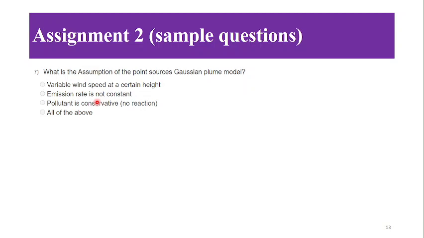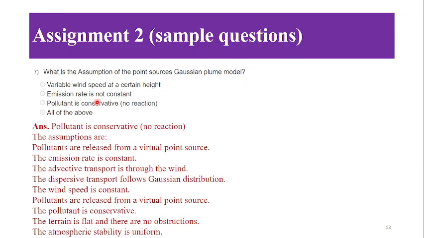Because in the Gaussian plume model, there are a lot of assumptions which are being made, which basically include that the wind speed should be constant and the emission rate also should be constant. So the first two options are incorrect. But the pollutant should be conservative in the sense that it should not react, so that the amount of pollutant in the atmosphere is not depleted. Its concentration may be different because it is being dispersed, but the amount will remain the same. So the option three here is correct.